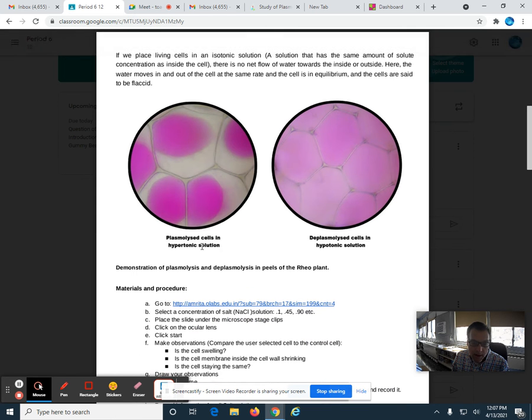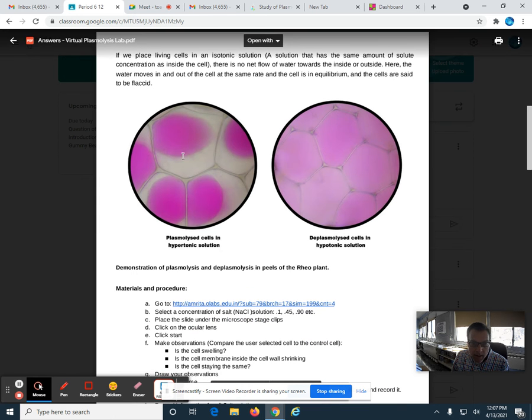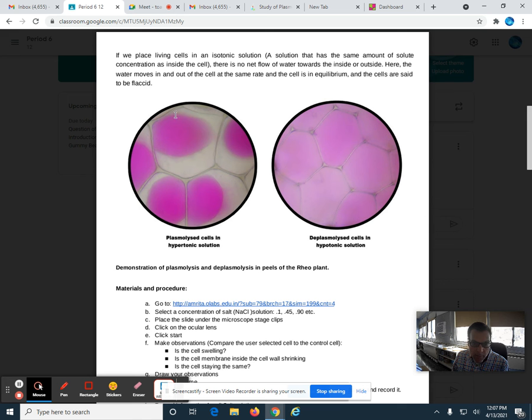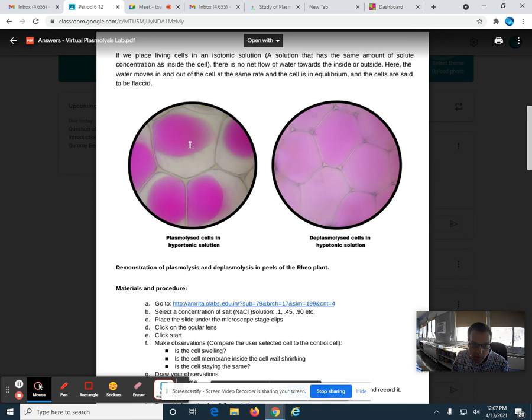And that pretty much means that when a cell is plasmolyzed, the cell membrane will shrink away from the cell wall, and it will be losing liquid to the outside of the cell. The liquid will leave the cell. The water, in particular, will leave the cell, leaving solute behind.